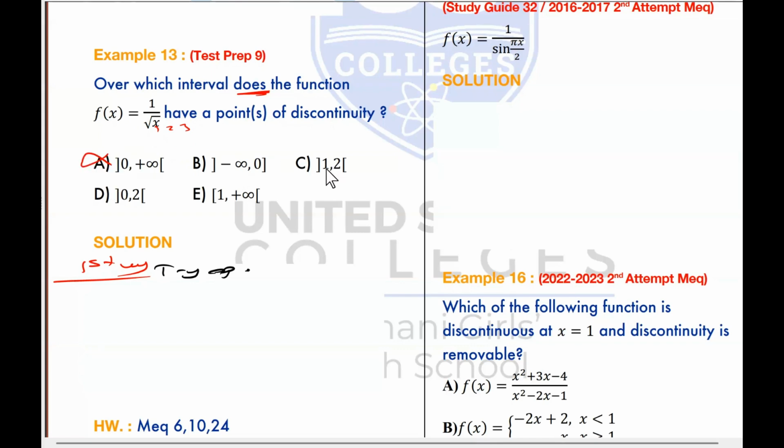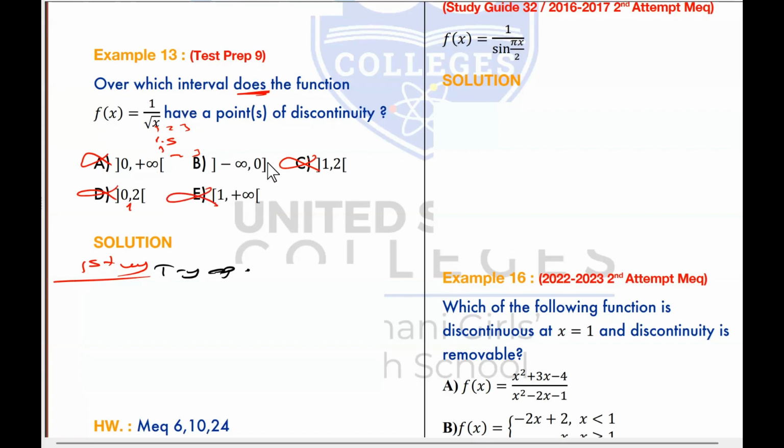Option C, for example, between 1 and 2, let's say 1.5, it doesn't make the function discontinuous, undefined. So it's no problem, no point of discontinuity. Option D, between 0 and 2, like 1. When you use 1, 1 over 1 doesn't make any problem. From 1 to infinity, you pick any number that you want, 2, 3, 4. It doesn't make the function undefined, no problem.